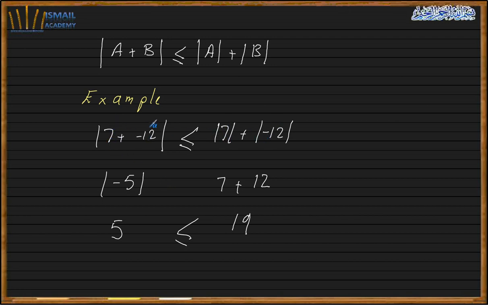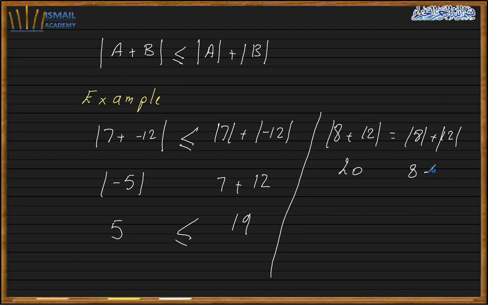So this is greater. They can be equal only if those two numbers have the same sign, if both of them are positive or both of them are negative. For example, if I have the absolute value of 8 plus 12, this is 20, and this is 8 plus 12, which is 20. You see? If they are the same sign, okay, but they cannot be equal if they have different signs.